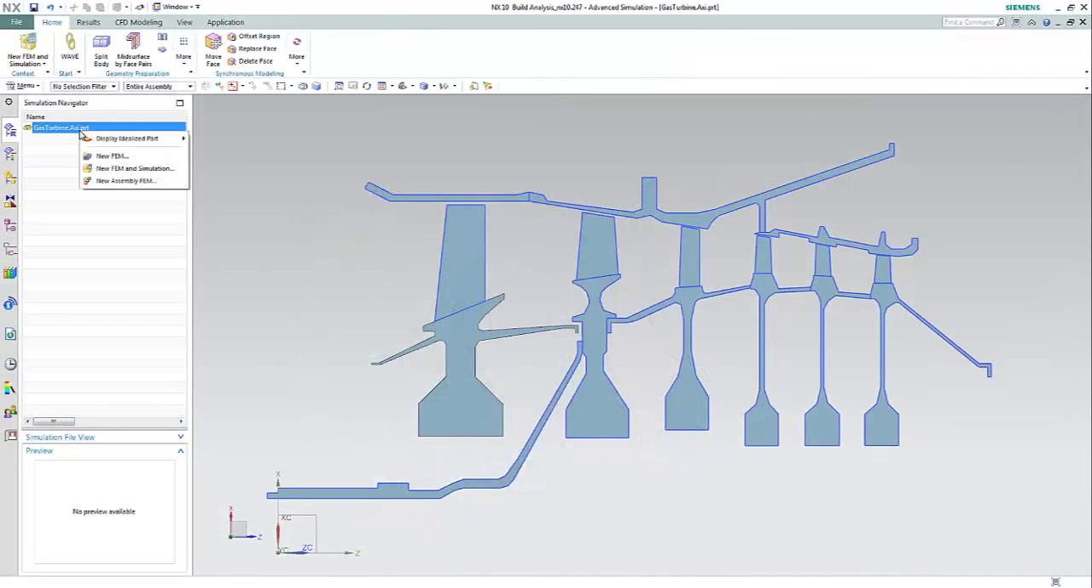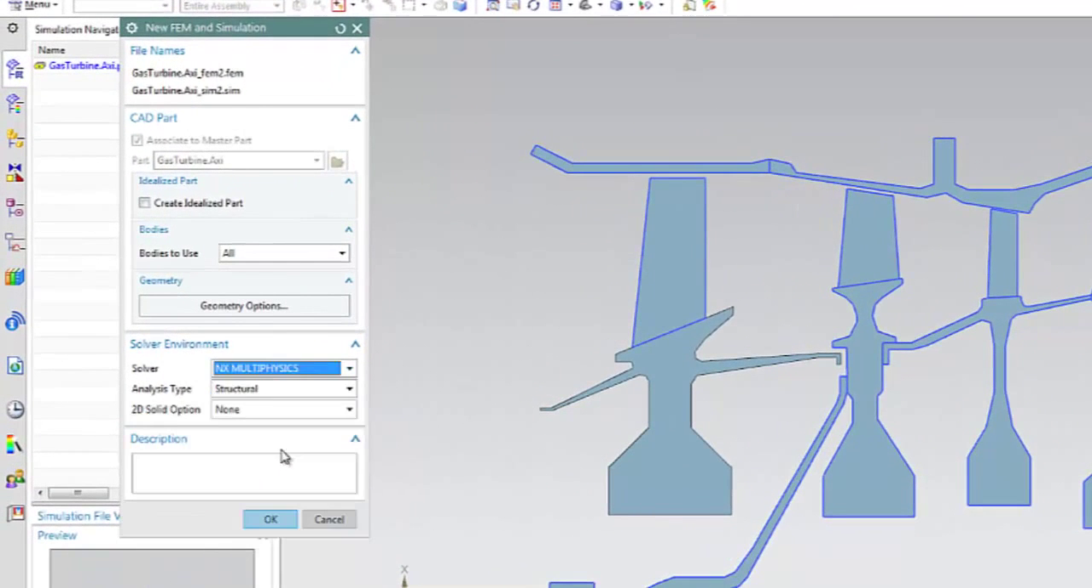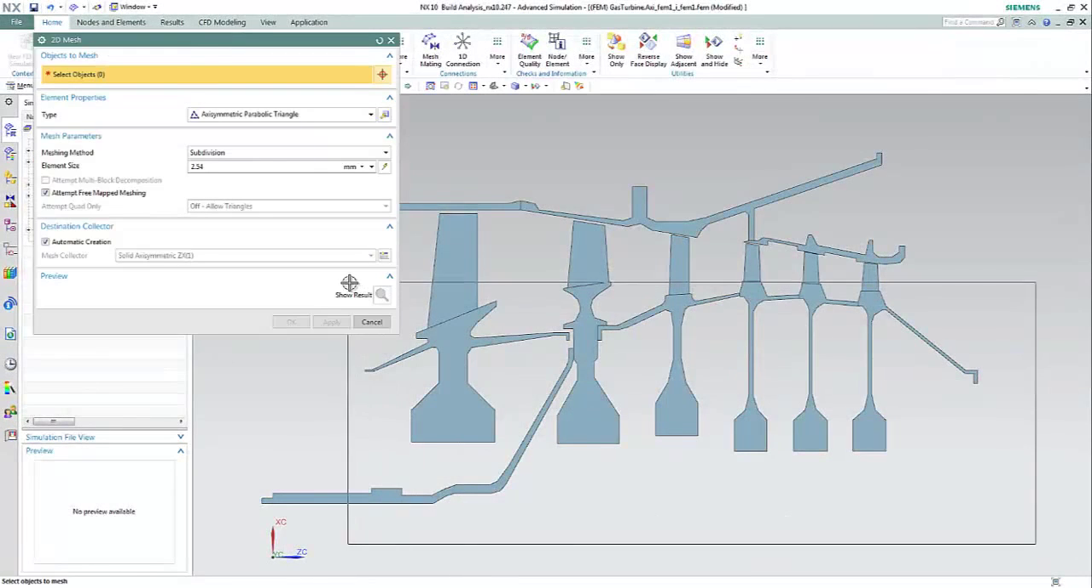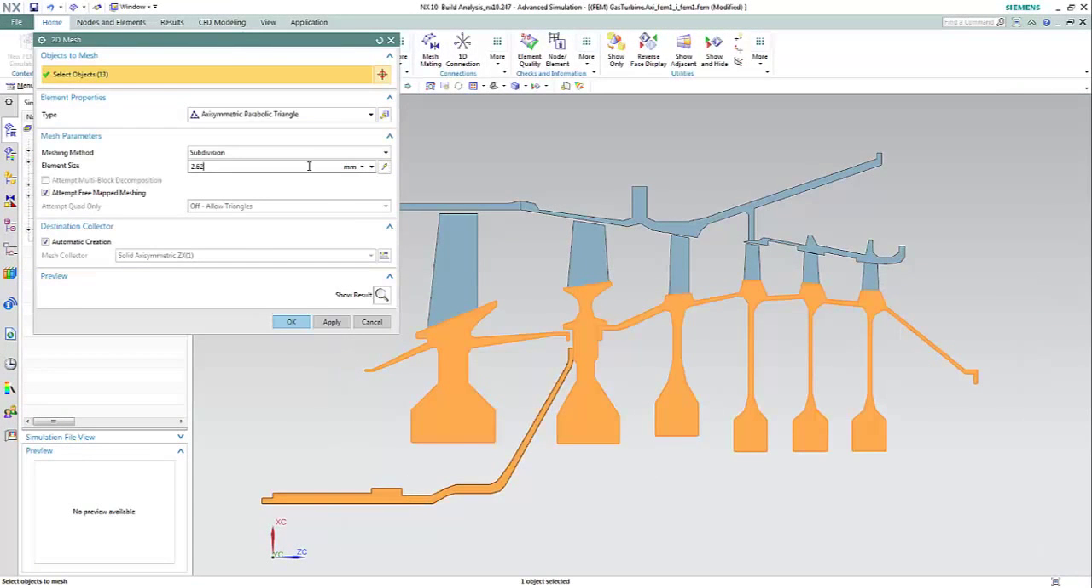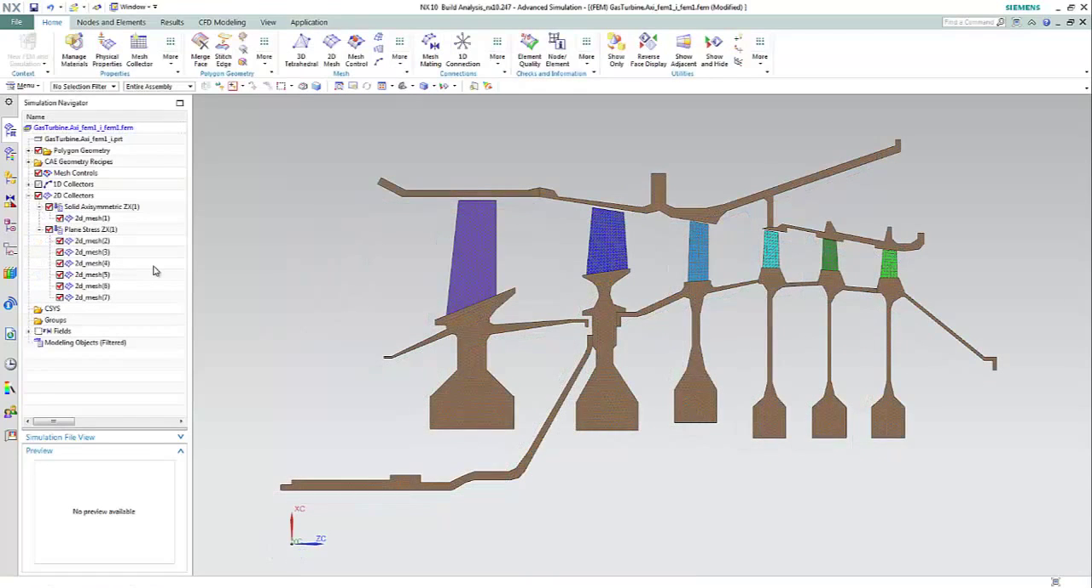The engineer begins by setting up the analysis in NX-CAE to use the NX Multiphysics Environment for a coupled thermal structural analysis. Then the engineer begins meshing the cross-section geometry. Since this is a 2D model that's revolved around the horizontal axis, the engineer uses axisymmetric elements to represent the disks and casing, and plane stress elements for the blades.